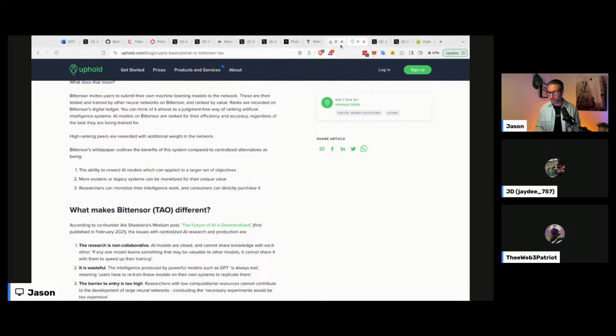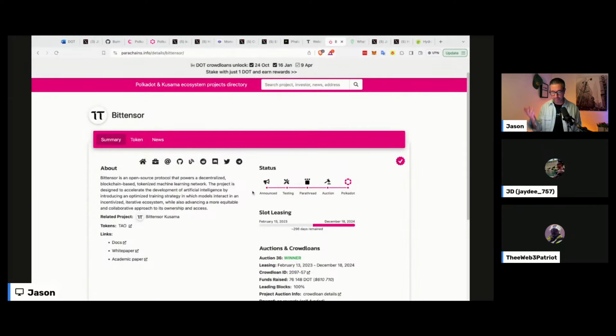I don't know if that's how you are understanding it, but I definitely need to do some more research. Also wanted to talk about the token because it's good. Tau token's been going kind of wild lately, but I don't know if you want to correct me, Web Patriot, or give your thoughts on what you think this does or is.